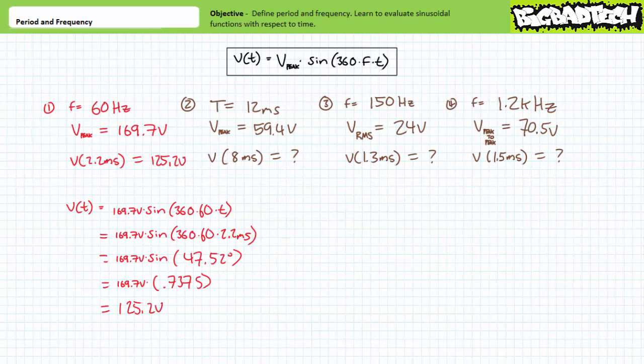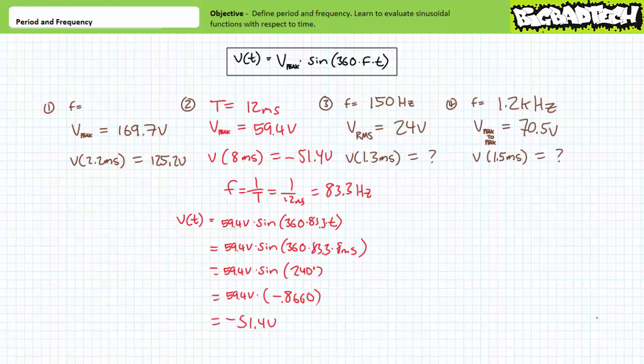If you're tracking, you should have obtained the following values. For the first example problem, we're given a peak value of 169.7 volts and a frequency of 60 Hz. Our time-variant sine wave function resolves itself into 169.7 volts times the sine of 360 times 60 times the time of interest. Substituting in 2.2 milliseconds, the expression in parentheses yields an angle of approximately 47.5 degrees. Sine of 47.5 degrees is approximately 0.7375, and multiplying this by the peak value of 169.7 volts yields approximately 125.2 volts.